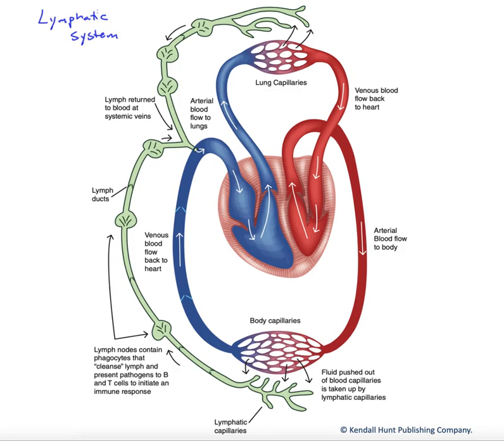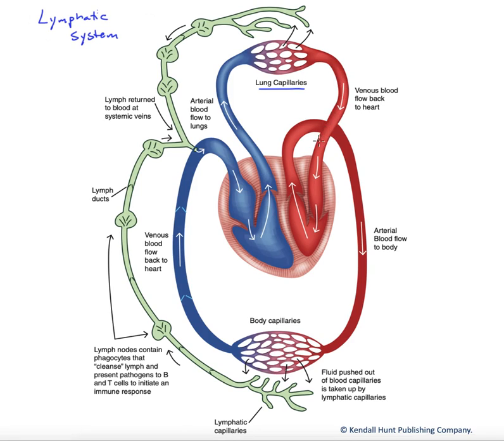In this video, we're going to look at the lymphatic system and how it is intimately tied to the cardiovascular system. So in the center here, we have our heart, and the right side of the heart is going to be pumping deoxygenated blood to the lung capillaries, shown up here. There, we're going to oxygenate that blood. It's going to turn a much brighter red color. We're also going to give off CO2 to that alveolar air so it can be exhaled.